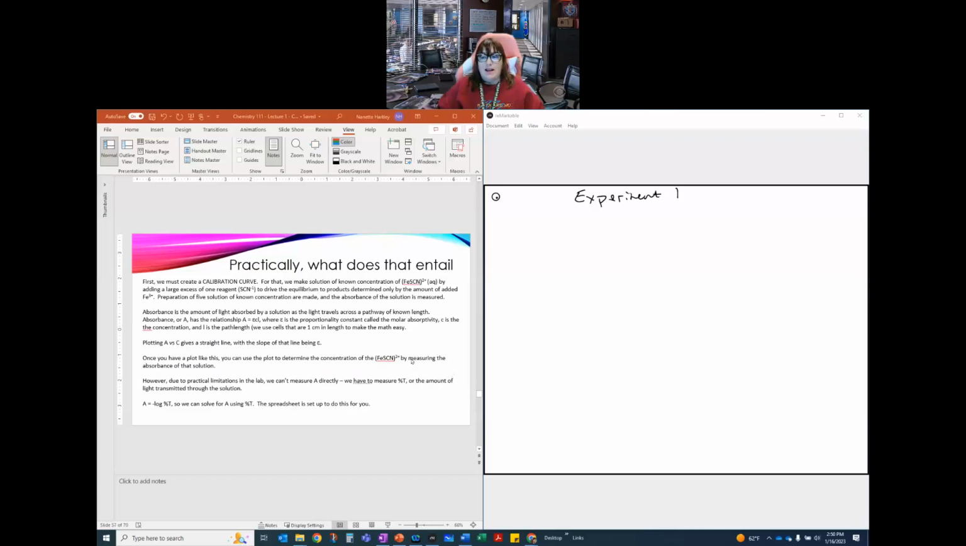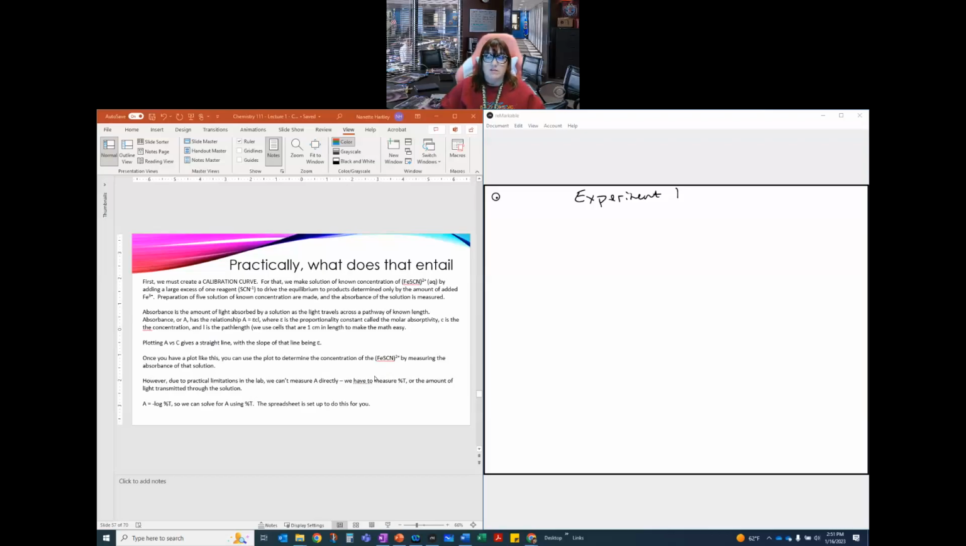So in order to generate that calibration curve, we need to know exactly what the concentration of FeSCN2+ is. In order to do that, we're going to manipulate Le Chatelier's principle. We're going to add a huge excess of the SCN minus, making that concentration orders of magnitude bigger than the iron. The iron, being the limiting reagent, will determine exactly how much iron thiocyanate I make. So I know that concentration, and I can take the absorbance measurement and then generate a calibration curve.